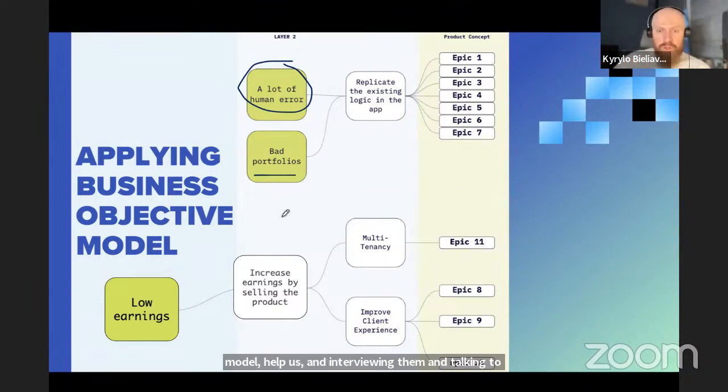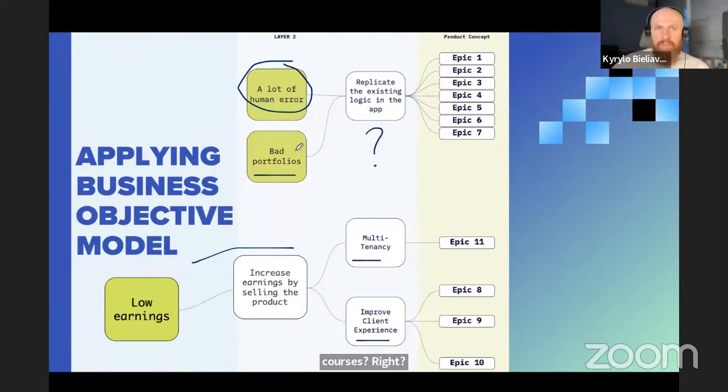And also, this vision stayed with the increase in their earnings by selling their product. So they wanted this multi-tenancy, and they wanted to improve their client experience. But then the question was raised: how would replicating the existing logic help with these two causes? If we just do what they have in their Excel, it will not help them. They will still have bad portfolios, and they will still have a lot of human errors.